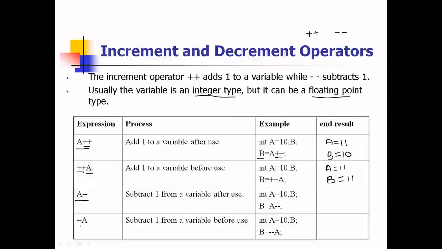Same way we have minus minus a, that will subtract 1 from a variable before use. So int a is equals to 10, b is declared and b is equals to minus minus a. Just check it out what will be the end result after computation of these statements. Okay, this is about increment and decrement operators in Java.